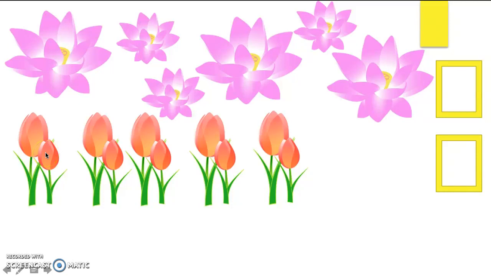Let's go ahead and count the tulips together. 1, 2, 3, 4, 5. So let's go ahead and put a 5 right there. So we filled in our boxes together.